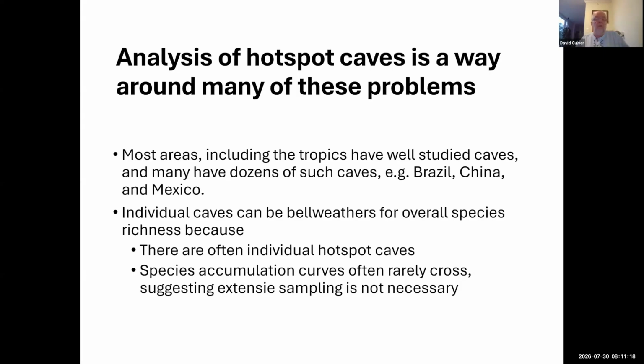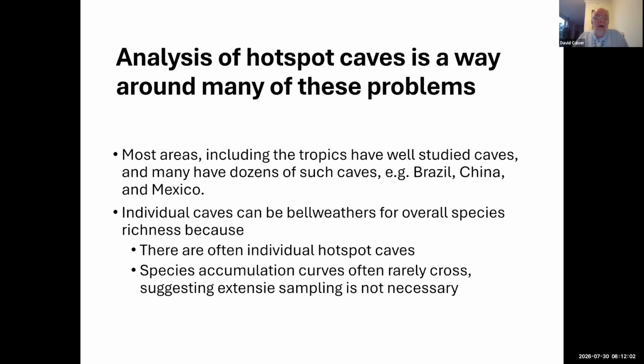So Boris Sket and I thought maybe there's a way around this problem. If we only look at individual hotspot caves, that is, caves that have high numbers of species, then we can include the rest of the world. We're not limited to the US, maybe parts of Brazil and Europe. So if we want to do this, then we need to make sure that individual caves, ones that are very rich in species, are bellwethers for overall species richness. And so I just want to briefly make the case for this.